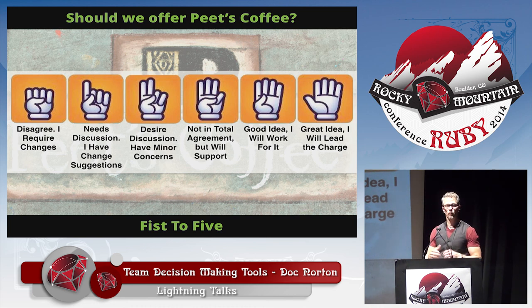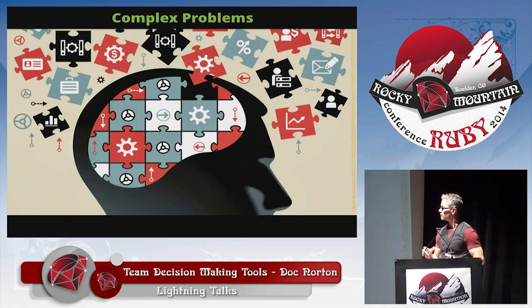And oftentimes there's only one or two outliers, so we can then focus in on, okay, well, why do you feel differently than the rest of the group? What do you know that other folks don't, right? So we'll call for these before conversation ensues, or if there's a lot of conversation going on, maybe someone will just call for fist to five. Now that's a simple thing, but what about more complex problems?